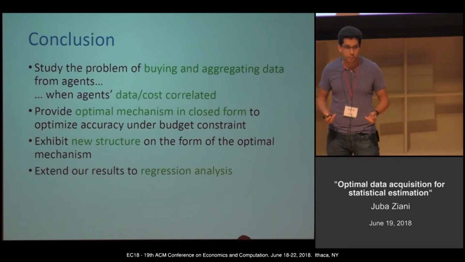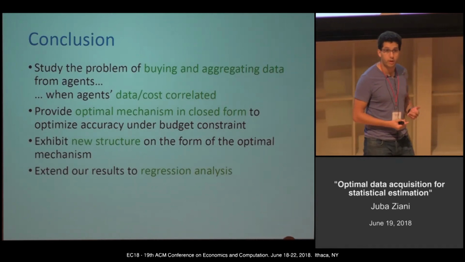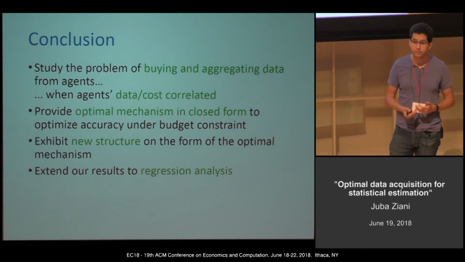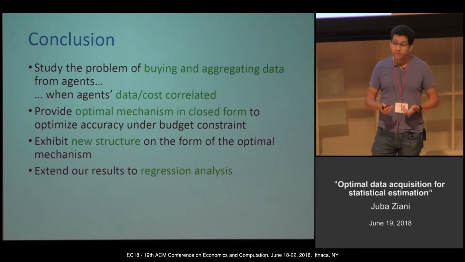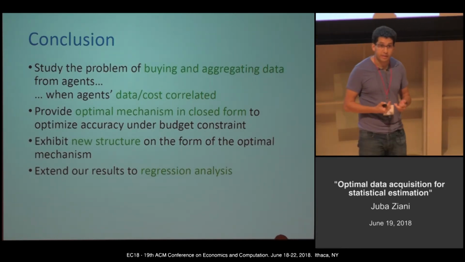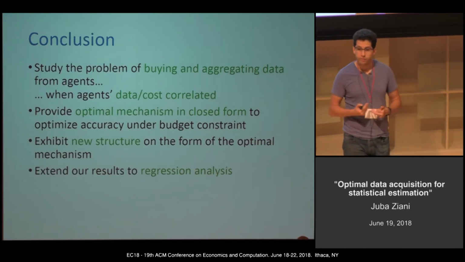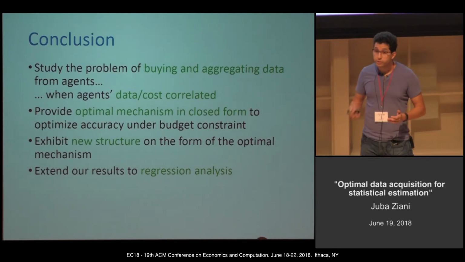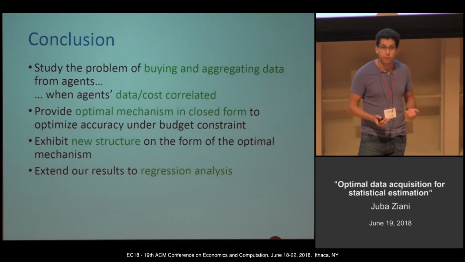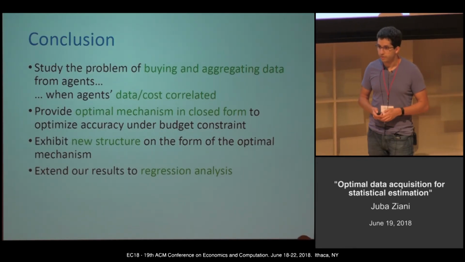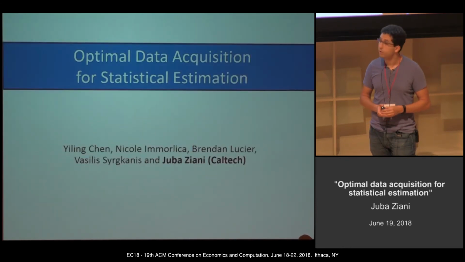So basically, to summarize everything, in this paper we've studied the problem of buying and aggregating data from a bunch of agents when the data and the costs of the agents are correlated. We provide an optimal mechanism in closed form to solve this problem and optimize the accuracy of your estimate under a budget constraint. We show that our solution exhibits new structure in the form of the optimal mechanism, and we extend our results to the case of regression analysis. And that's all I want to talk about today, so thanks for listening.